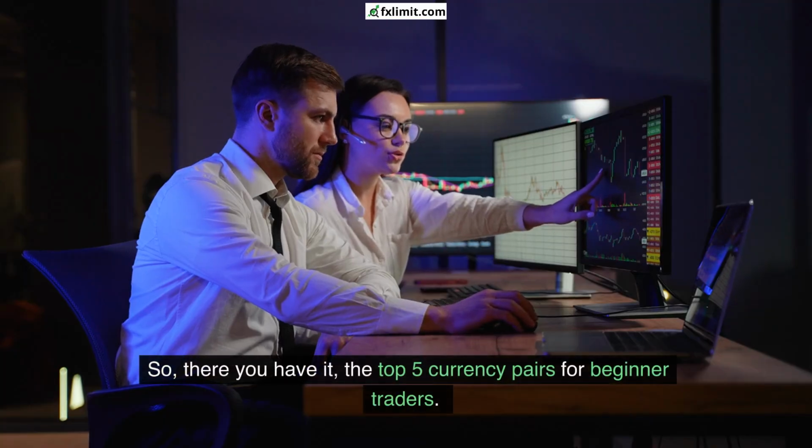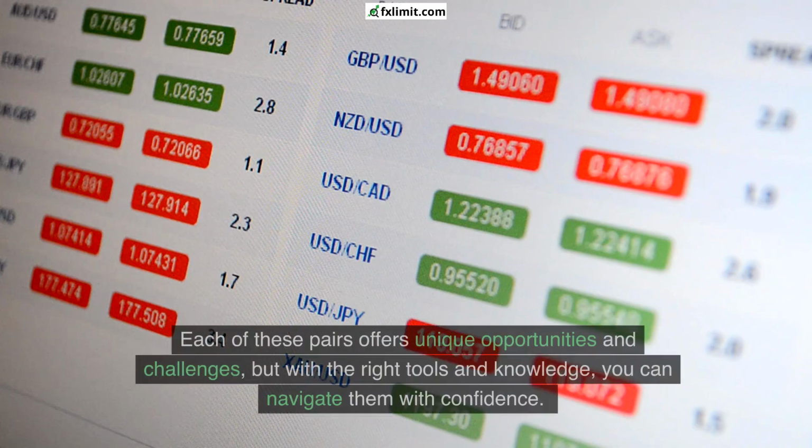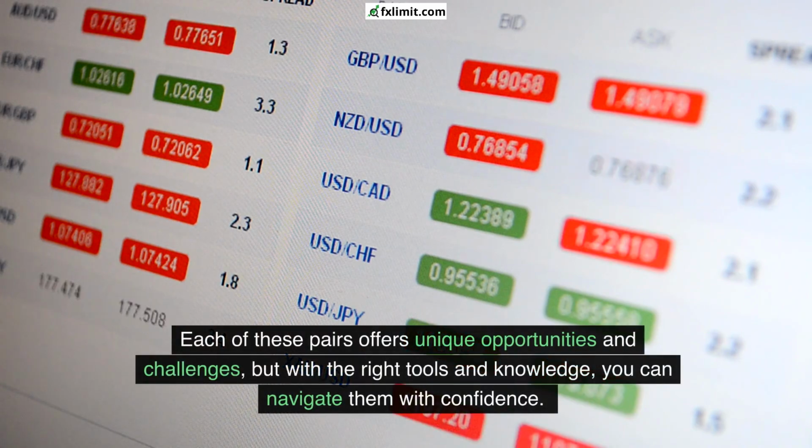So there you have it, the top 5 currency pairs for beginner traders. Each of these pairs offers unique opportunities and challenges, but with the right tools and knowledge, you can navigate them with confidence.